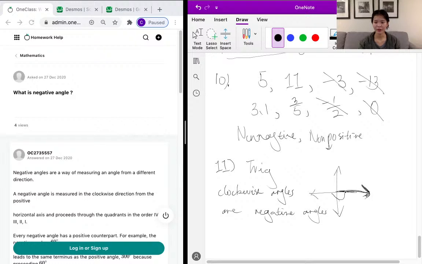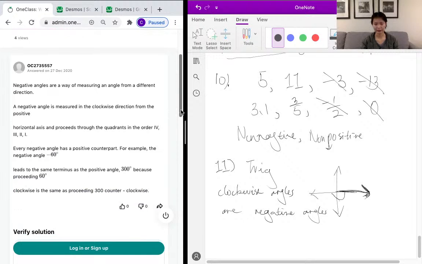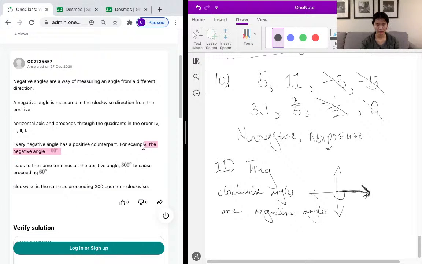But when you go counterclockwise, the angle that you go counterclockwise is positive, and when you go clockwise, the angles are negative, because the negative sign is actually indicating the direction that the angle is going. Okay? So basically, negative angles are clockwise angles. Okay? Nice. They just talked about the unit circle.